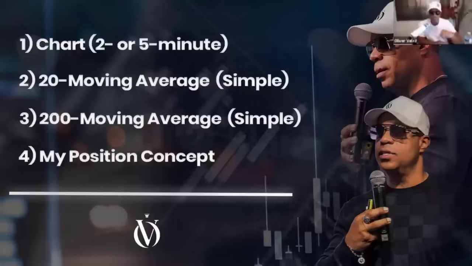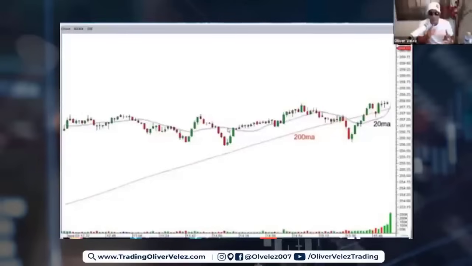We're going to put a 20 simple period moving average overlaid on that chart. We're going to put a 200 period simple moving average overlaid on that chart, and we're going to utilize my position concept, okay? This 2-minute chart of Baba, as you can see, has a simple 20 period moving average laid over it. That's the blue moving average, as you can see. And then we have the 200 period moving average overlaid on the chart.